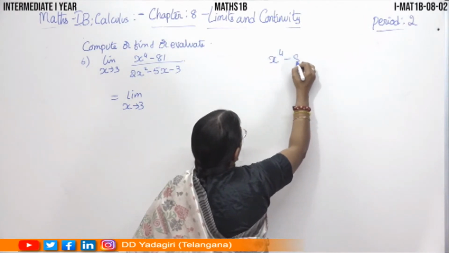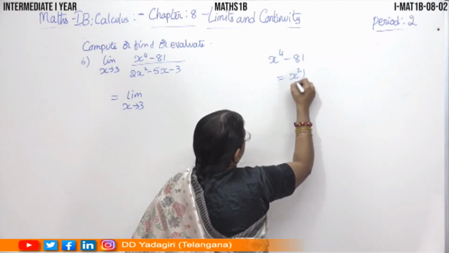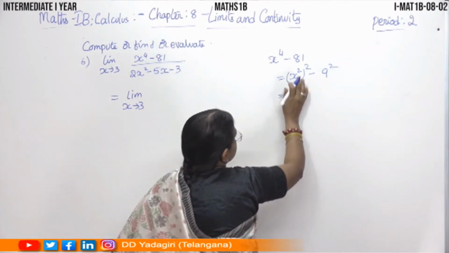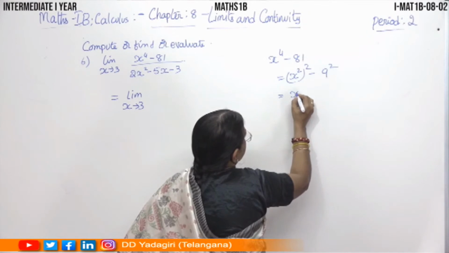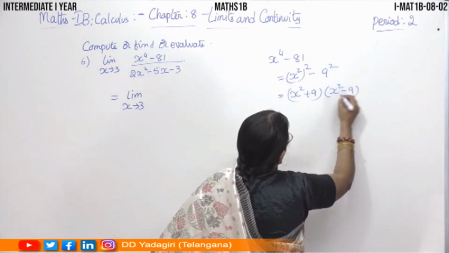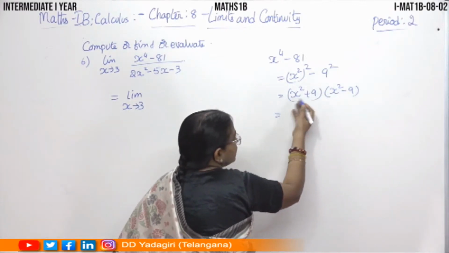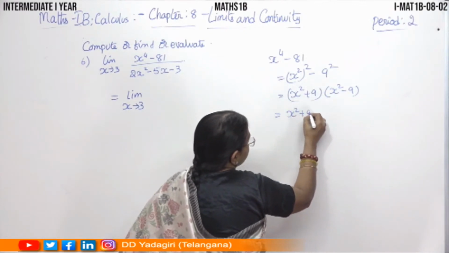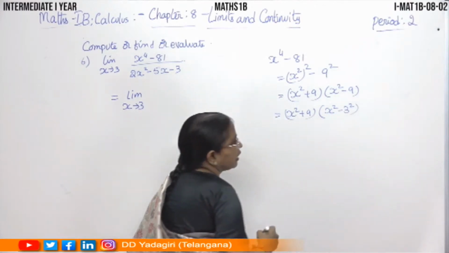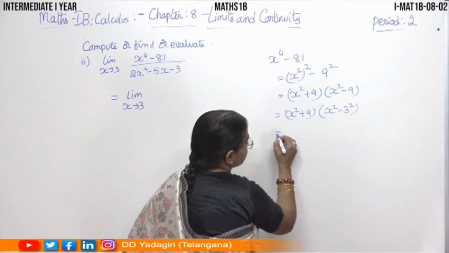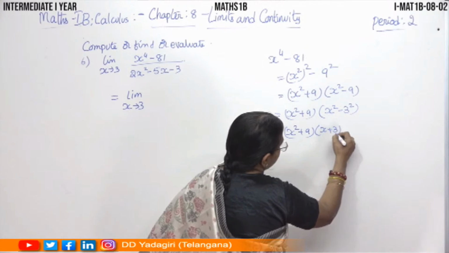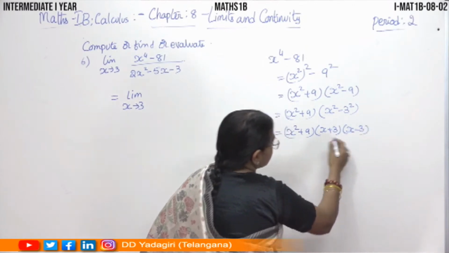x to the power 4 minus 81 can be written as (x square) whole square minus 9 square. So this is like a square minus b square, so (a plus b) into (a minus b). This anyhow we cannot split. x square plus 9 into this you write as x square minus 3 square. Again it is in the form a square minus b square, so (a plus b) into (a minus b): (x plus 3) into (x minus 3). So these are the factors.